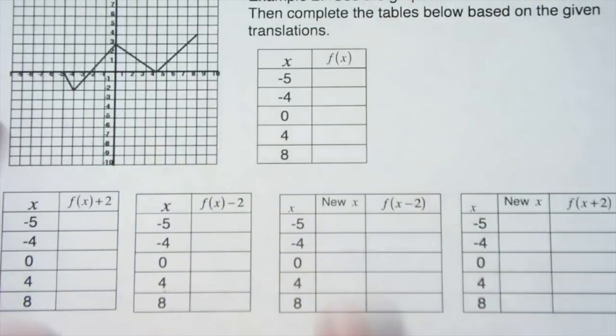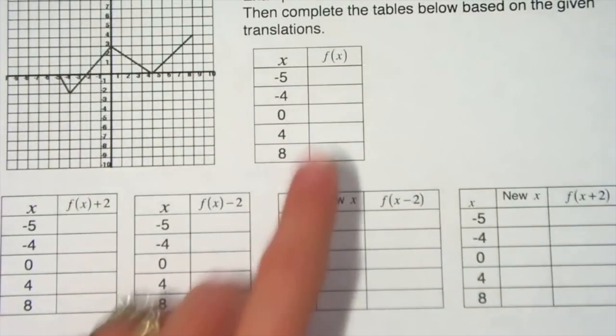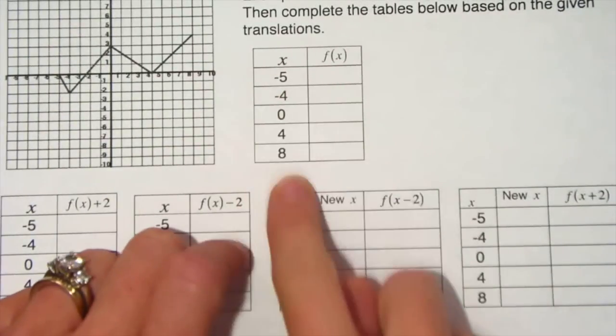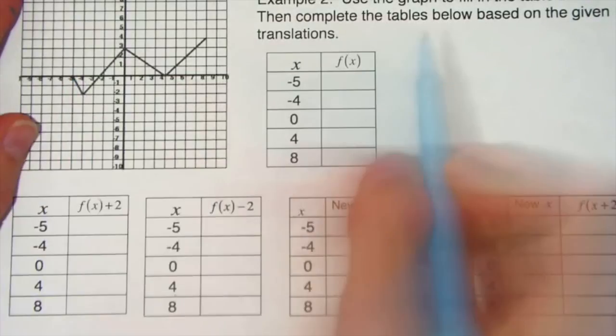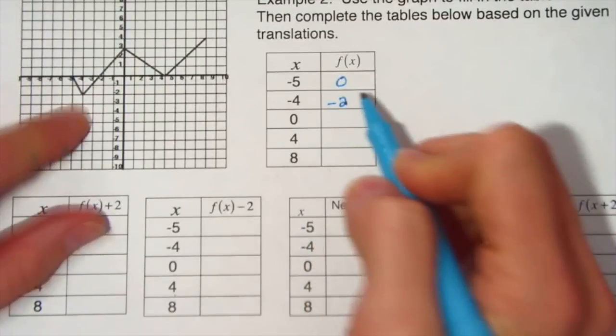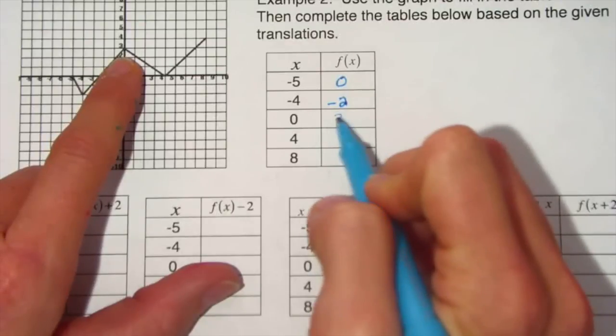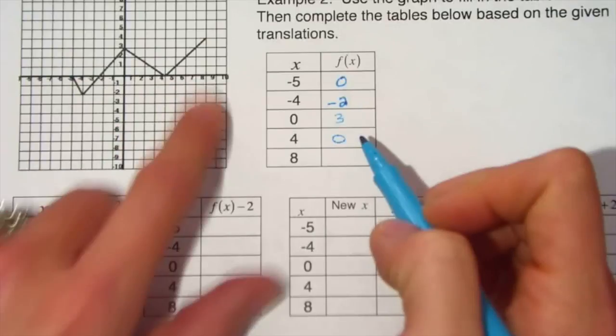All right, we're going to take a step away from parent functions a little bit, and we're just going to consider what is happening for the points of any graph. So we have a random function here, and we're going to purposely use these x values and pick those points out. When x is negative 5, what is y? 0. When x is negative 4? Negative 2. When x is 0, and when x is 4, and x is 8, and then we have 4.